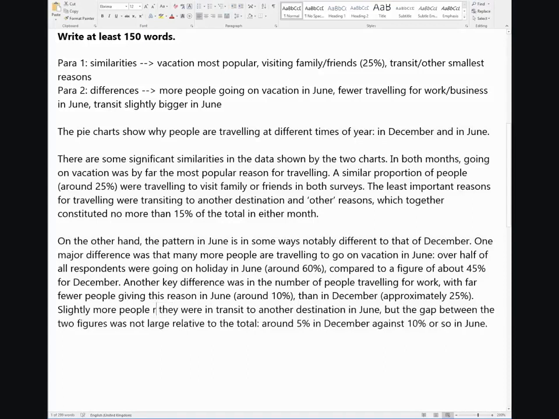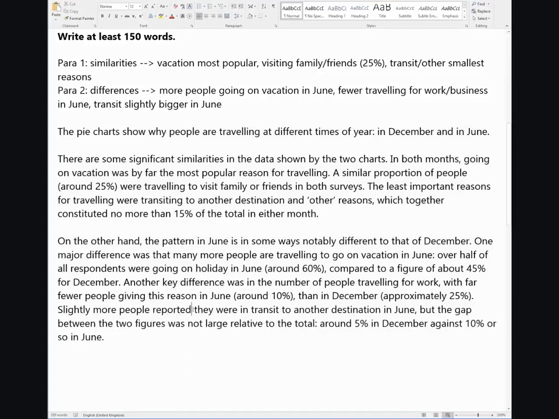So, okay, let's change "said" to "reported". Reported that they were in transit. Instead of using a more generic word like "said", using a more specific word like "reported" is good for your vocabulary score. The one thing I do notice is that I've used a lot of "around".